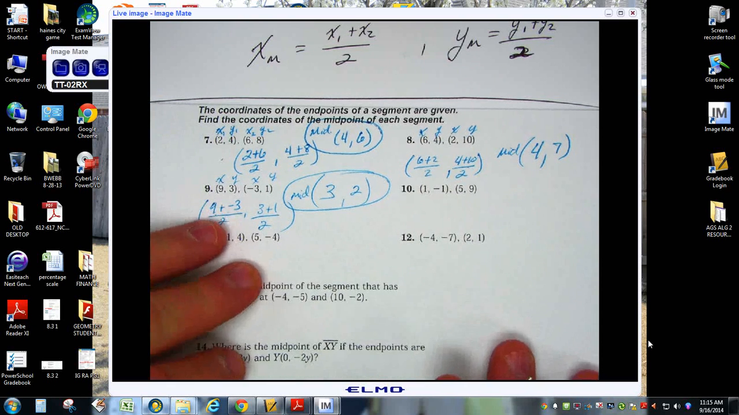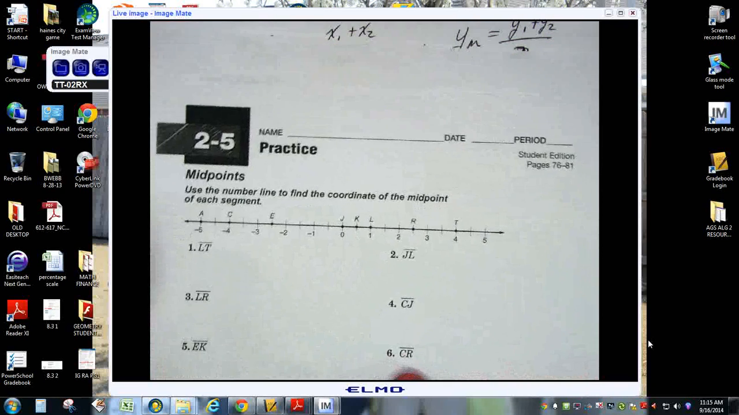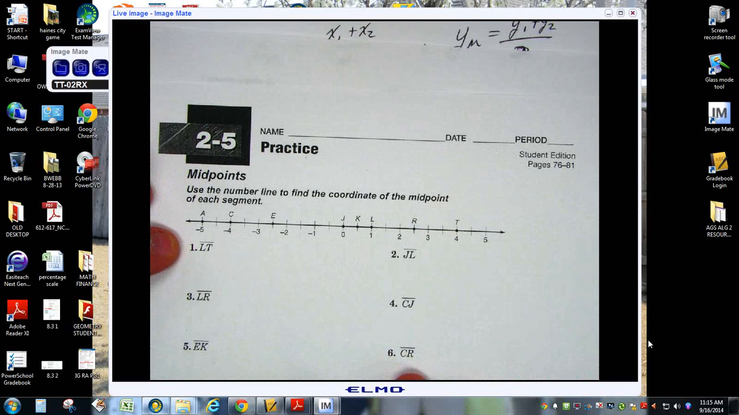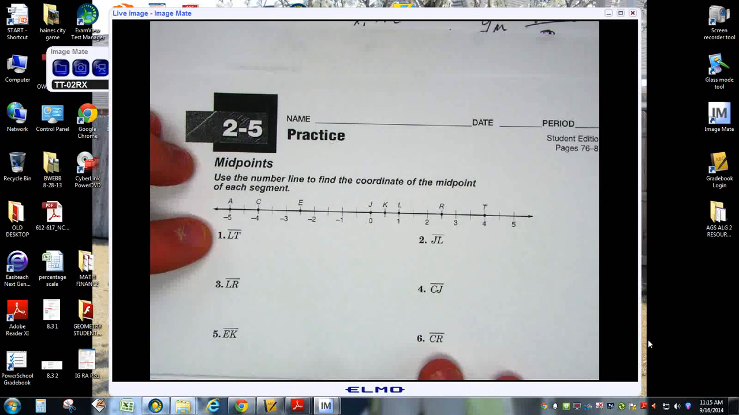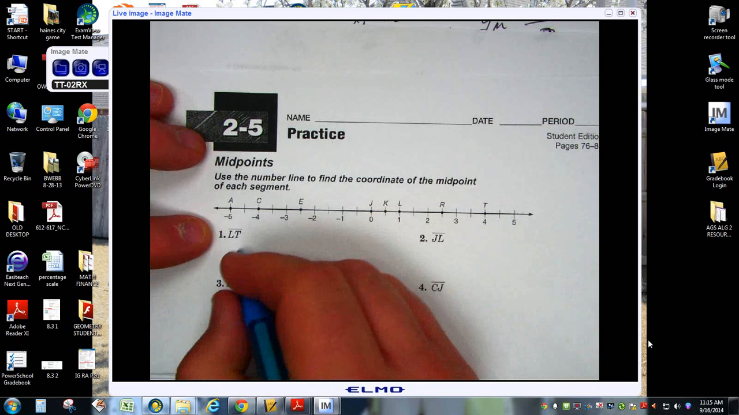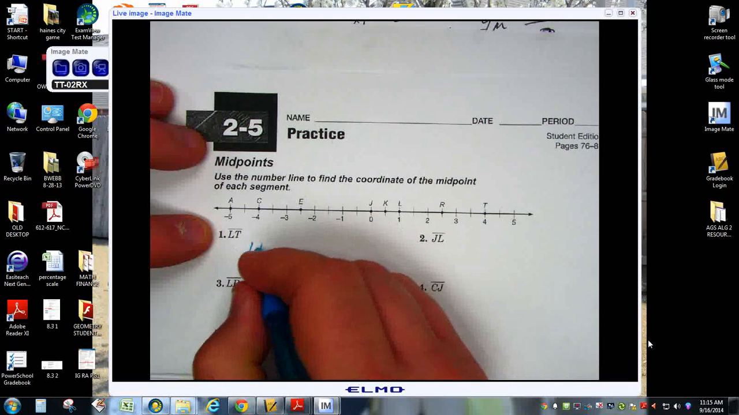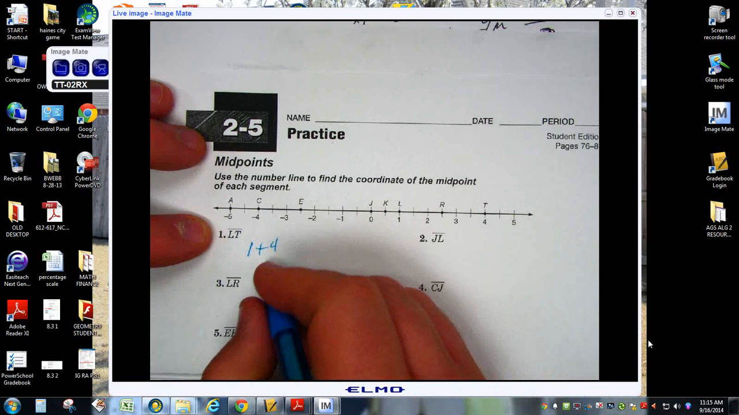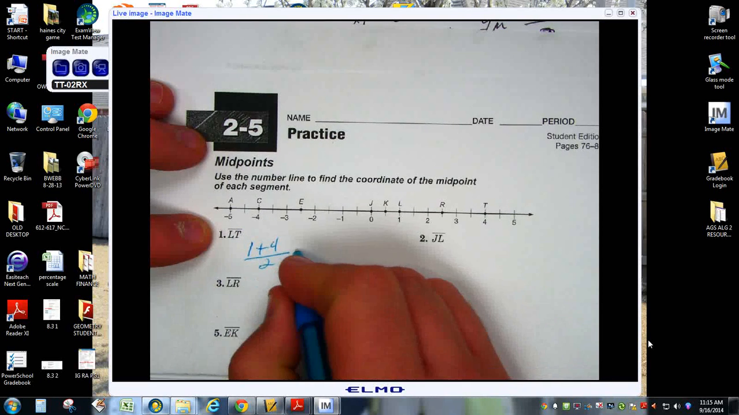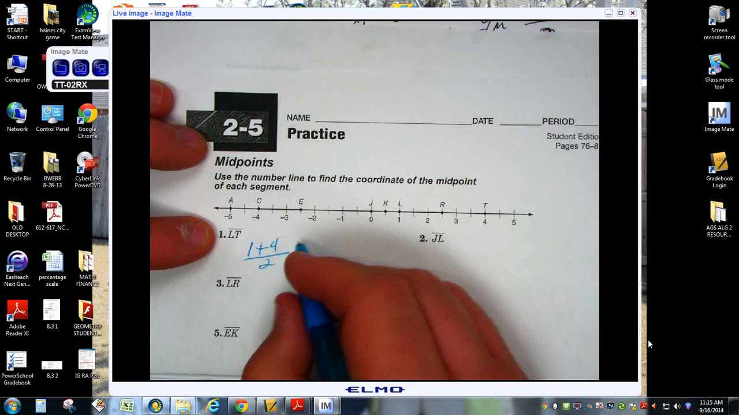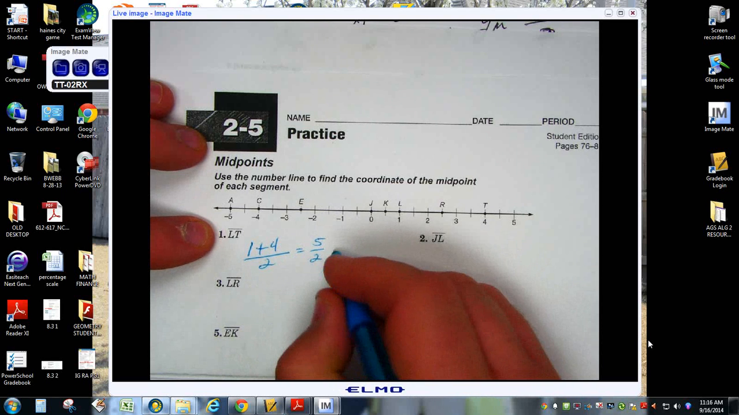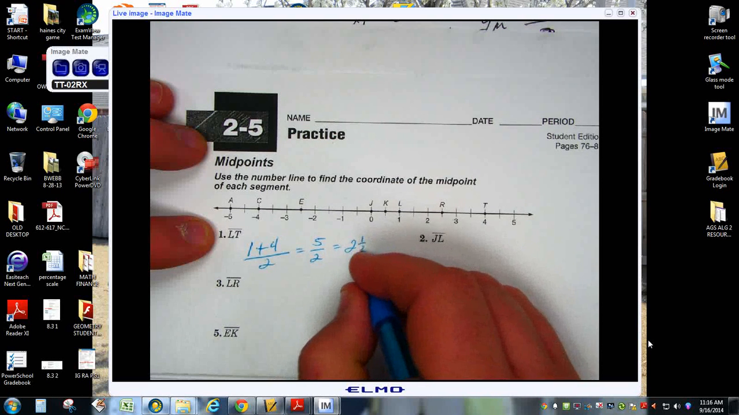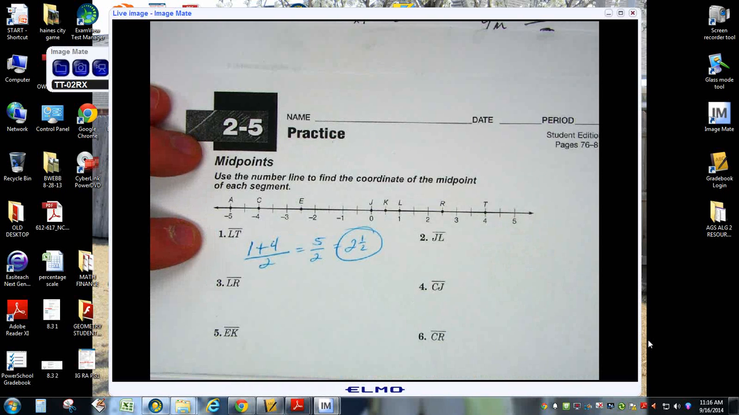Now, like I said, I'll zoom back out. If you go back up here to these, they want you to find the midpoint of L to T. What are the coordinates of L? Plus, what are the coordinates of T? Everybody look, don't write. Divided by 2, what are the coordinates of the midpoint? 5 over 2, which is 2 and 1/2. It's not too bad, is it?